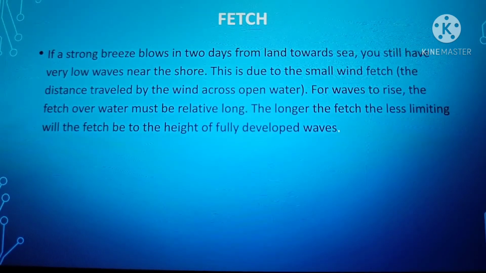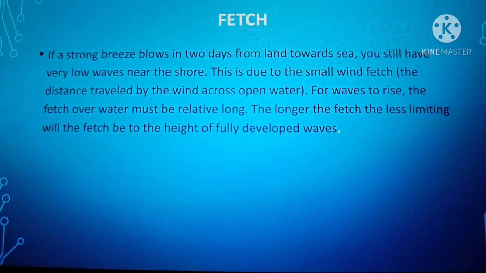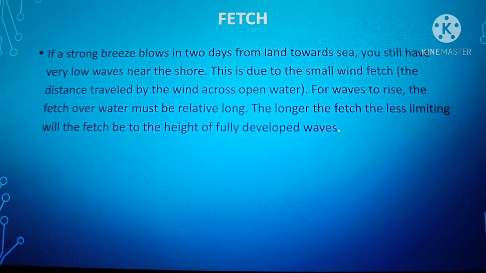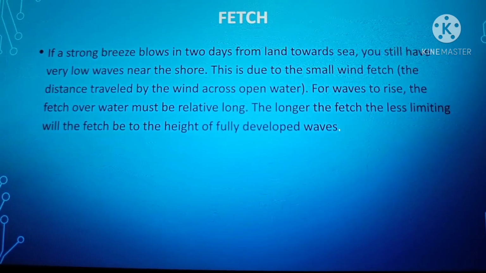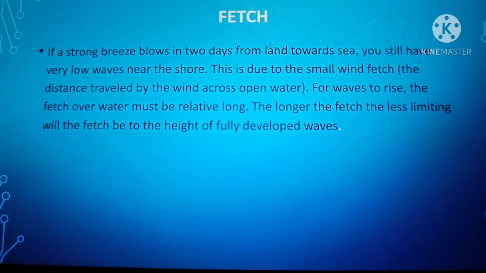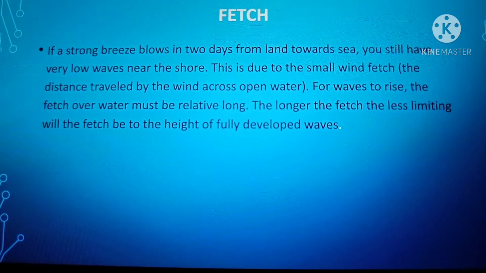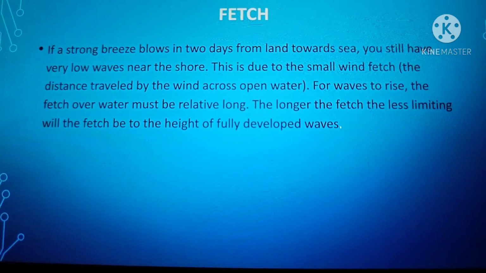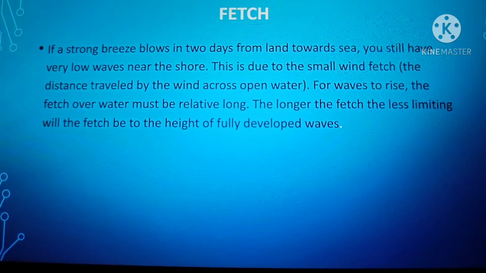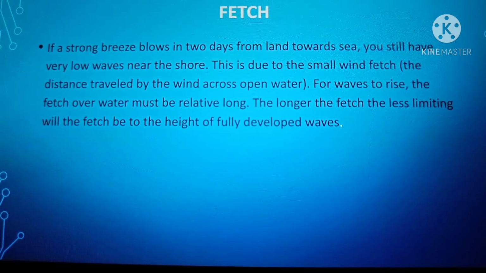Lastly, fetch. If a strong breeze blows for 2 days from land towards sea, you still have very low waves near the shore. This is due to the small wind fetch, that is, the distance traveled by the wind across open water. For waves to rise, the fetch over water must be relatively long. The longer the fetch, the less limiting it will be to the height of fully developed waves.